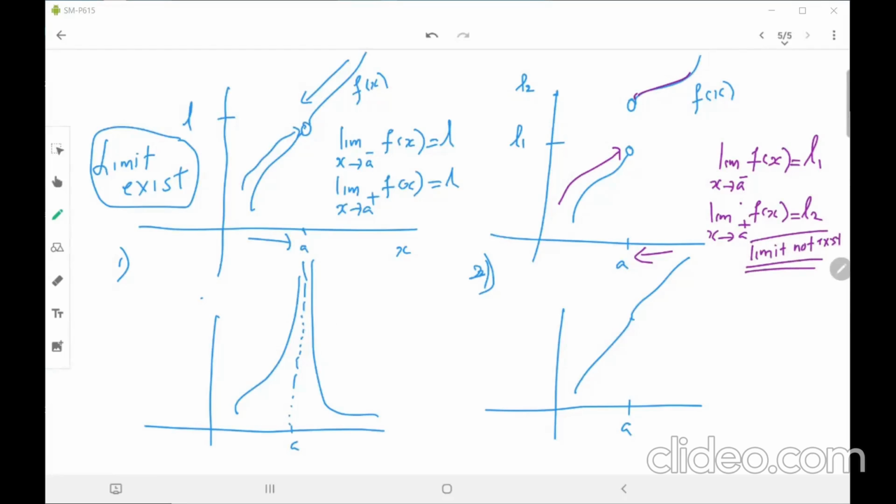Clear? Third case. When x approaches A from the left side, how can I write? The limit as x tends to A minus of f of x. This graph is going up only. So what is the value? It is equal to plus infinity. And the limit as x tends to A plus of f of x, approaching A from the right side. Here also infinity. Even though both are infinity, we cannot say they are equal. Infinity we cannot compare. So here also we say the limit does not exist.